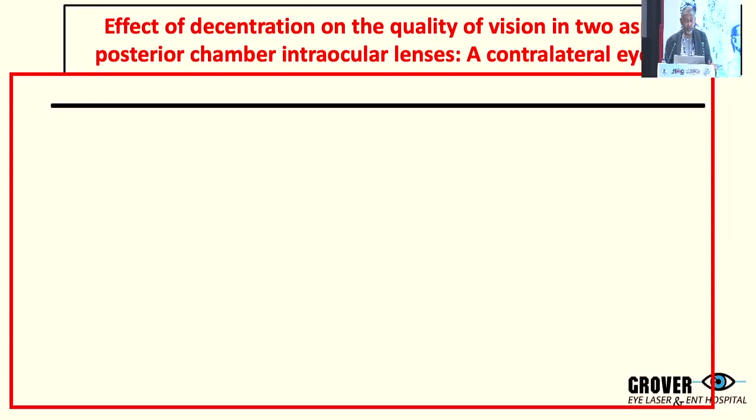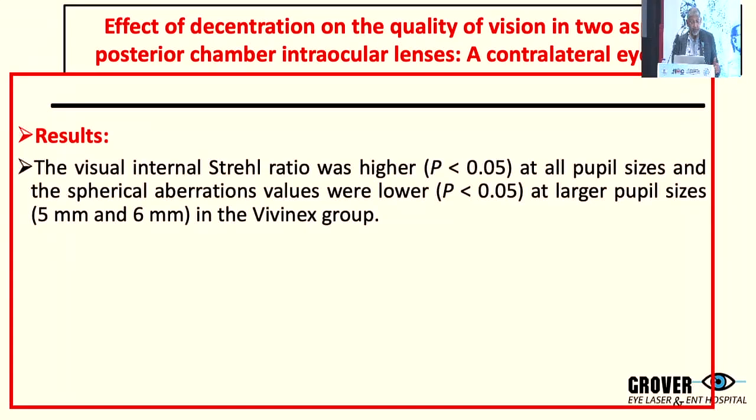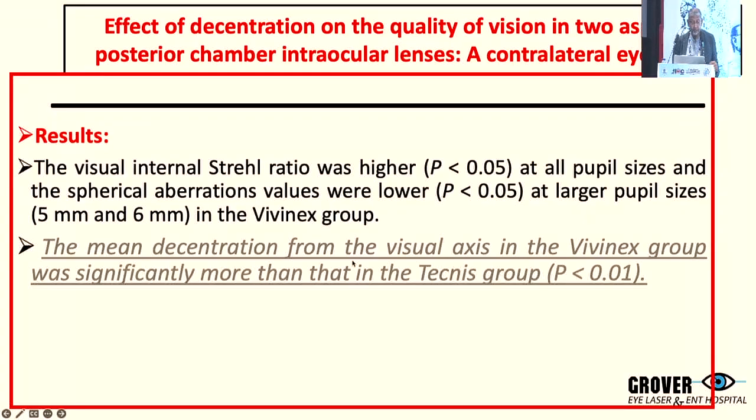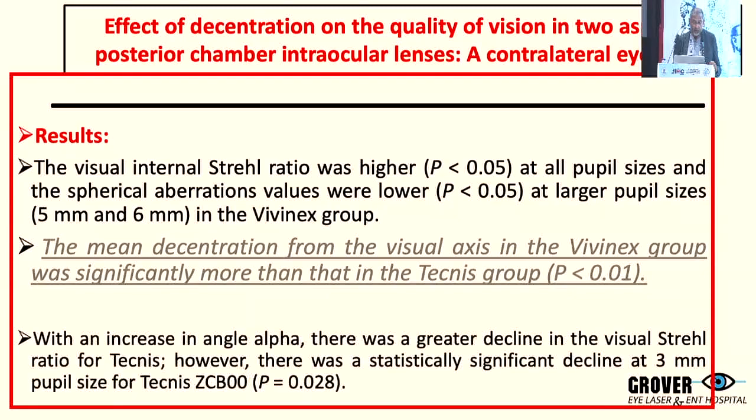It was randomized, and the results were again that the visual internal Strehl ratio was statistically higher at all pupil sizes, and the spherical aberration values were lower at all pupil sizes in the Vivinex group. Though the decentration of the Vivinex IOL was more as compared to the Technis lens, still the quality of vision was better in the Vivinex platform.